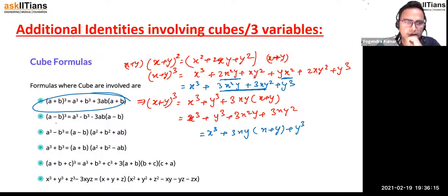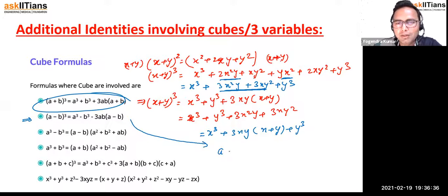Right, this is what it is. Now (a minus b) whole cube will be a cube minus b cube minus 3ab(a minus b). So how do we get this? Sir, I remember there are a few students who remember this somehow, but remembering where the minus goes is difficult for me. No problem, let me make it easy for you.